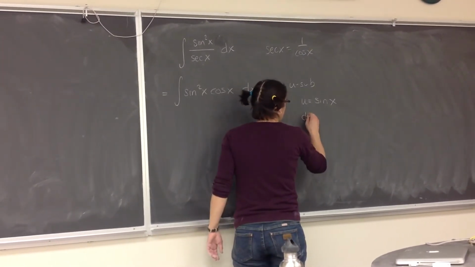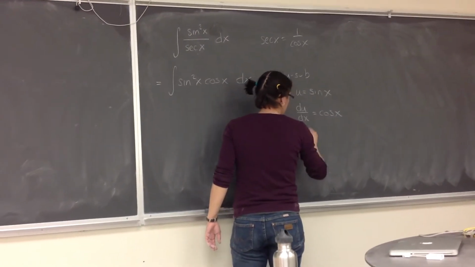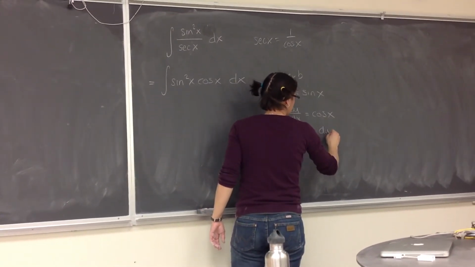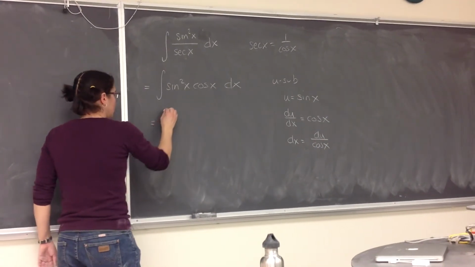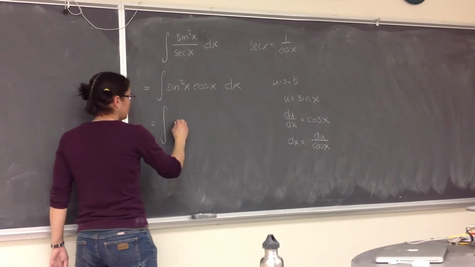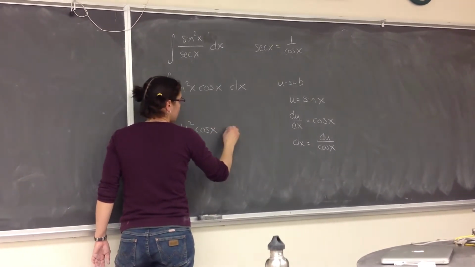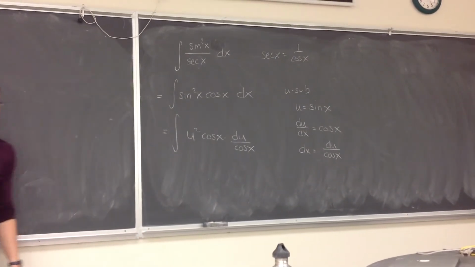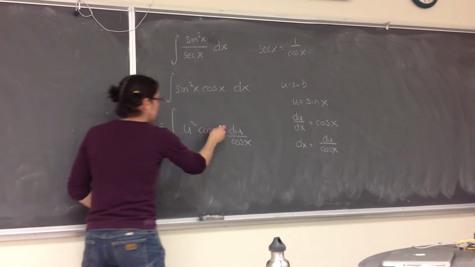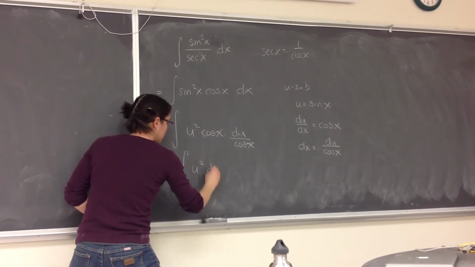So u is sine x, du over dx will be cosine x, which tells us that dx is du over cosine x. So replacing things, we end up with u squared times cosine x times du over cosine x. And things cancel nicely for us. And we have the integral of u squared du.